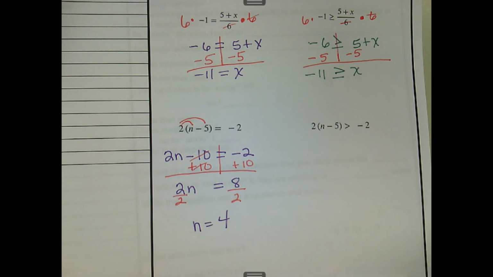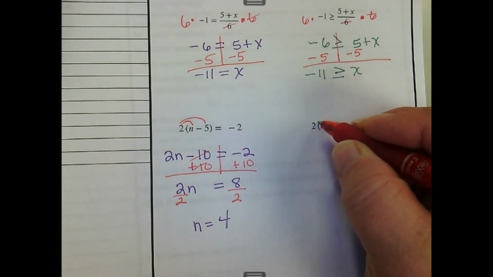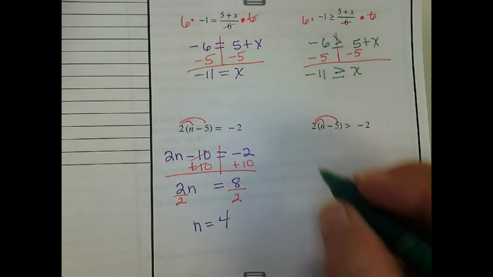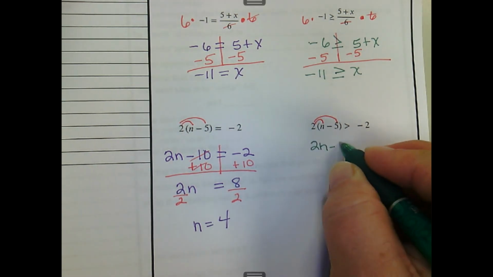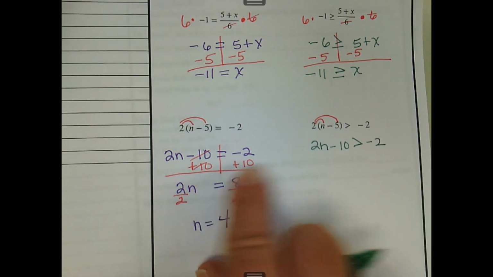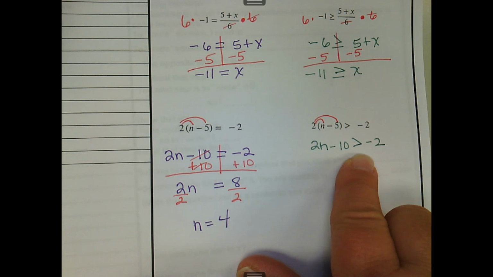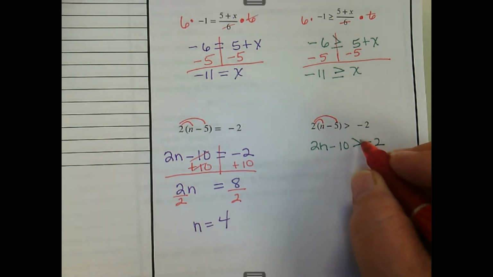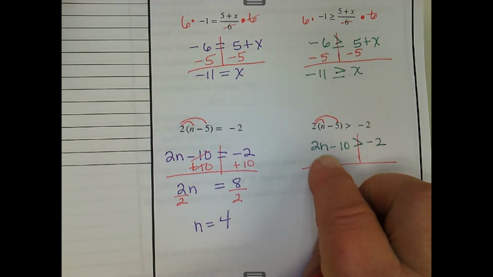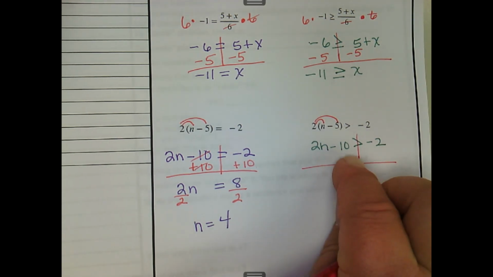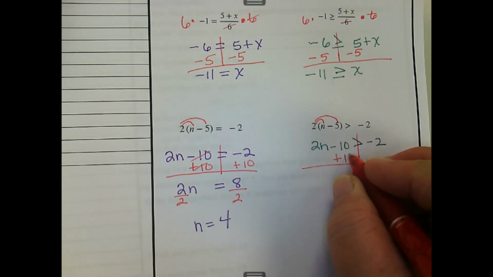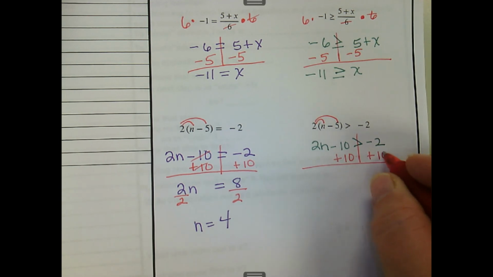I hope you paused the video and tried. So, first thing is to distribute. 2 times n is 2n, minus 10 is greater than negative 2. Same thing, only I've got the greater than symbol. What do I do next? Well, the last thing I did, I took 2, multiplied with n, then I subtracted 10. Subtract 10 was the last thing, so it's the first thing I have to undo. Add 10 to both sides.